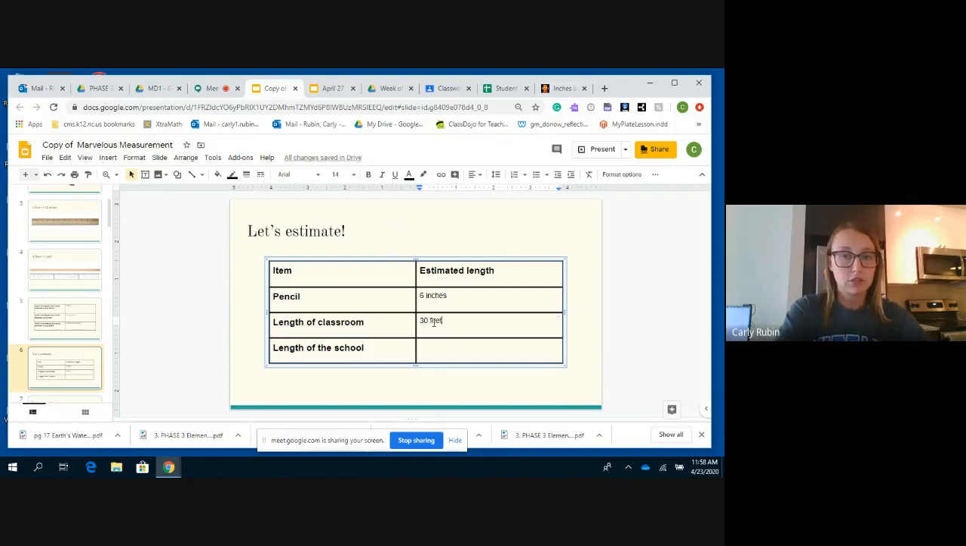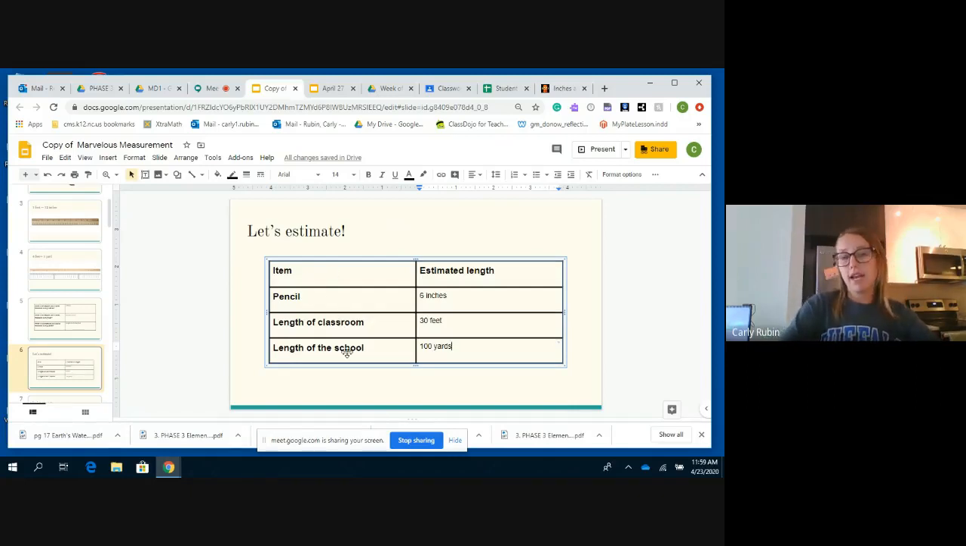And then the length of the school. Well, that's a lot longer than the length of just one classroom. So I'm going to measure that using yards. So I would say that would be about 100 yards. Thinking about a yardstick, which is 3 feet long, if I were to measure that all along the classroom, that's how I would estimate it.